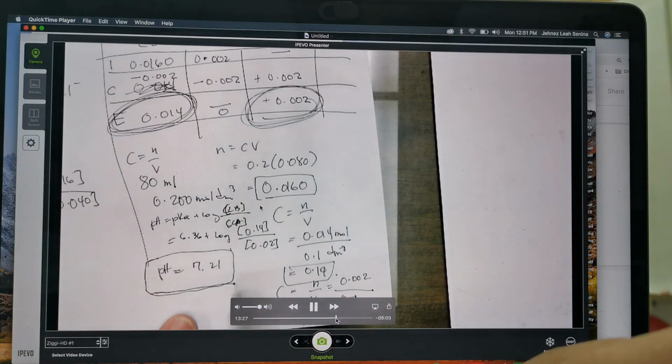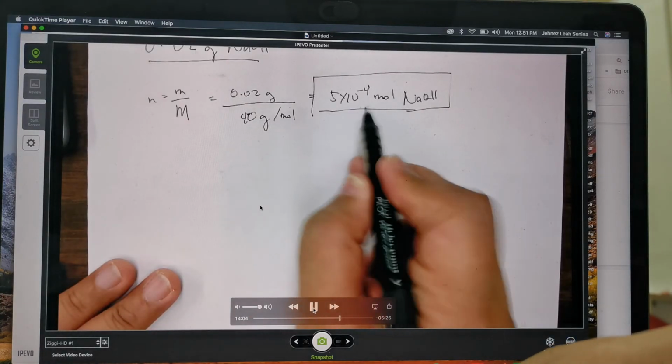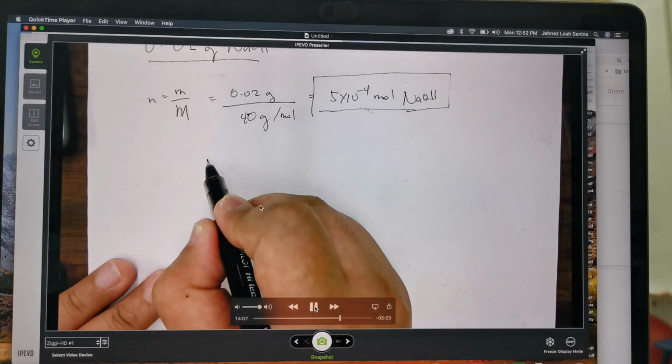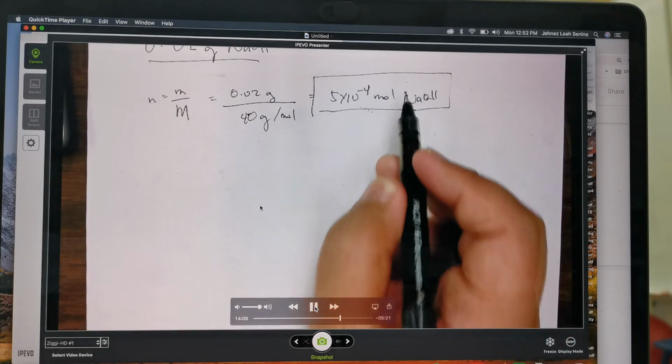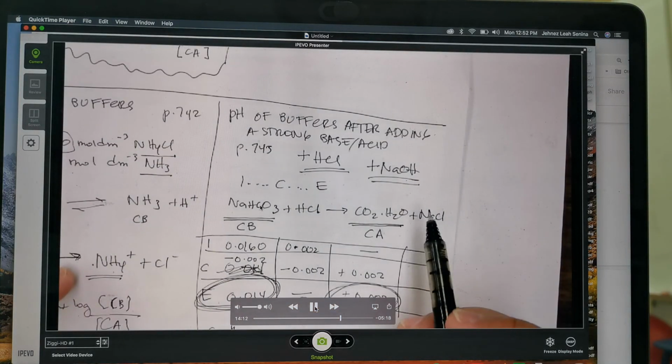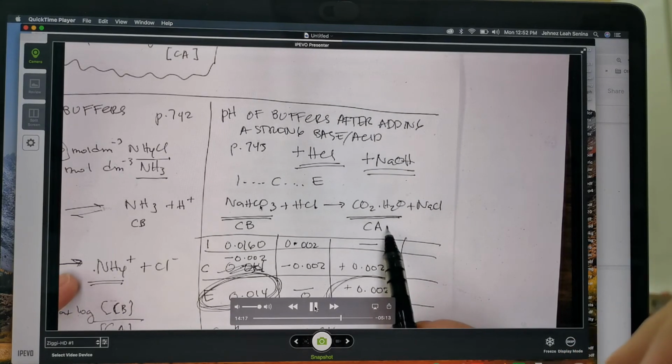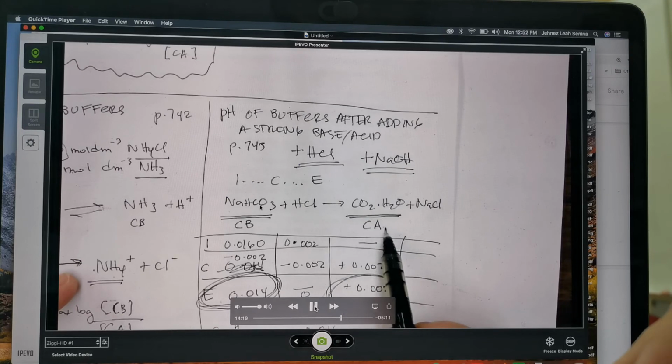So we're adding a base. You're given the mass of the NaOH, so just divide it by the molar mass, then you get the mole of the base that you're adding to your buffer. So you write your equation first. Because you're adding a base, in this buffer system the base will react with the acid, the conjugate acid.